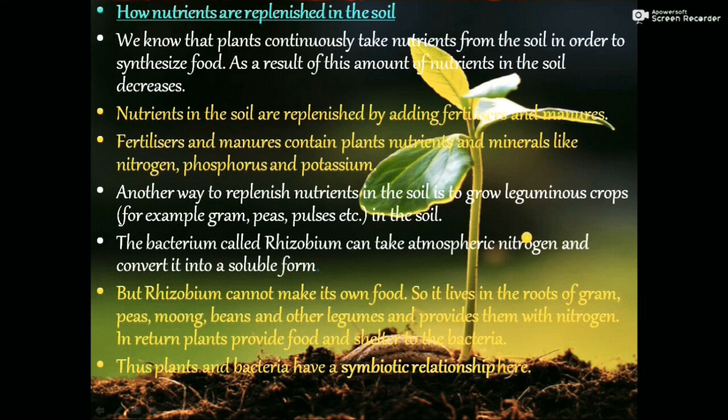Another way to replenish nutrients in the soil is by growing leguminous crops. In leguminous crops, one type of bacteria is present called rhizobium. It helps to take atmospheric nitrogen and convert it into a soluble form. The rhizobium and the leguminous plant are closely associated with each other. It is an example of a symbiotic relationship. The rhizobium cannot make their own food, but they can provide nitrogen to the crop.